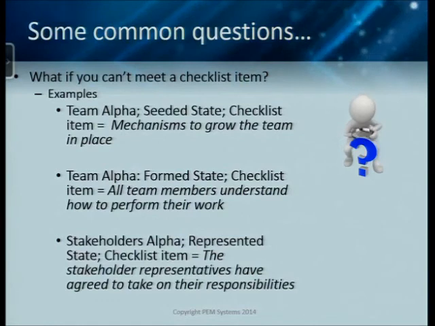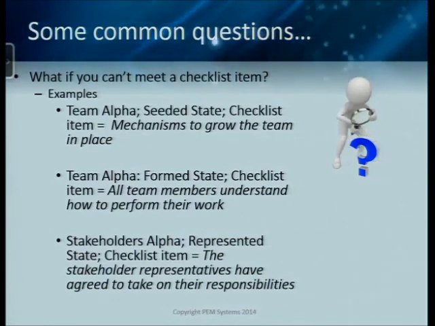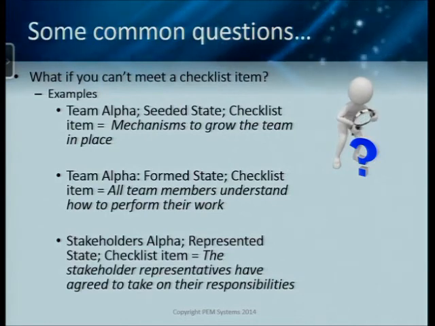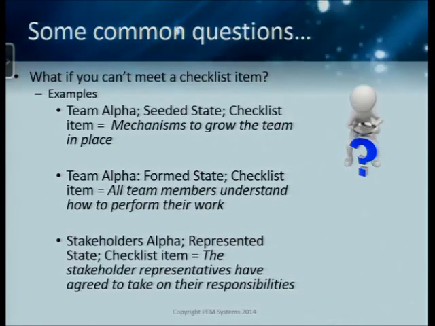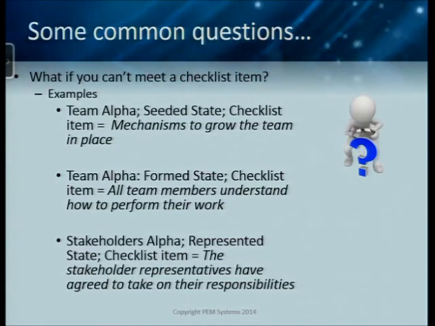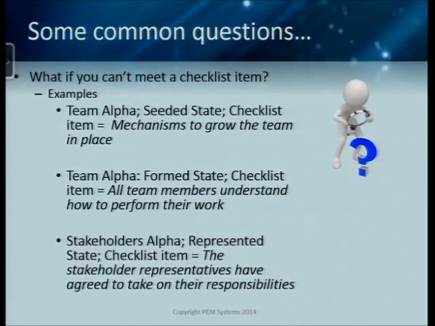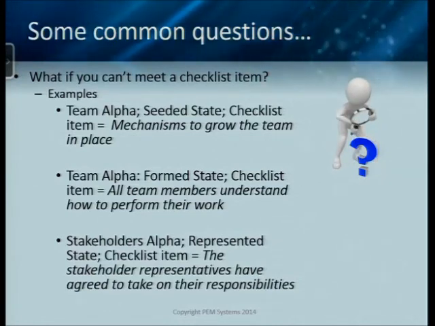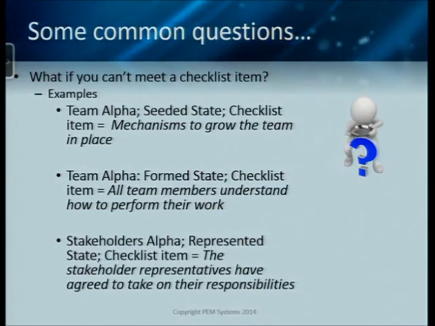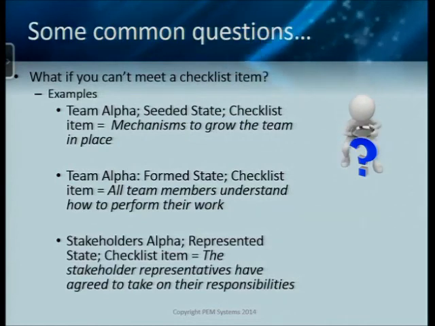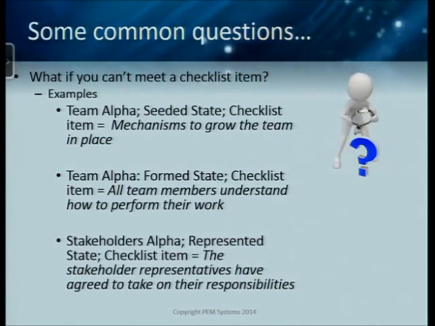What if you can't meet a checklist item? For example, the checklist item: mechanisms to grow the team in place. What if you were told you can only have 4 people and you're not going to get more? Well, the answer is the team discusses it. Is that important? At least you should know how you're going to get someone else if somebody leaves. What if all team members understand how to perform their work, and the answer is you've got one team member who's new and doesn't perform? This project doesn't stop, so don't think of these things as rigid. The team discusses what to do. Well, Joe, I'll mentor you, I'll give you some help. Fine, let's move on. So it gets you to have that conversation.